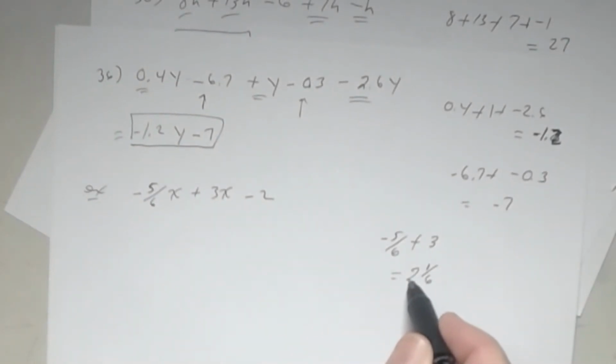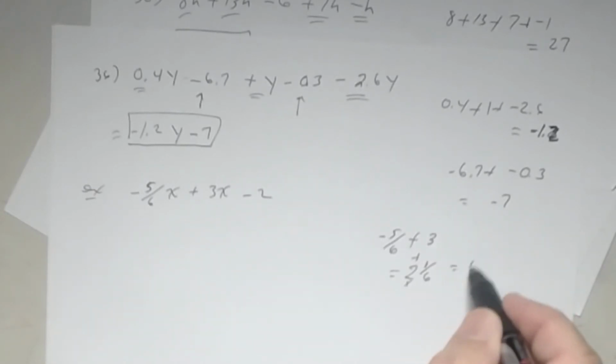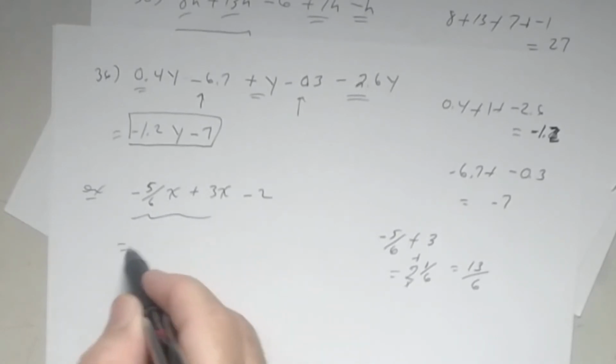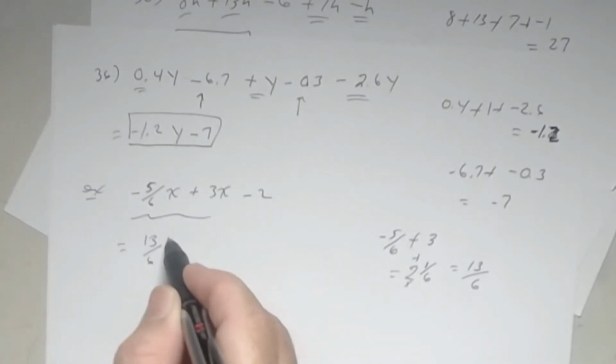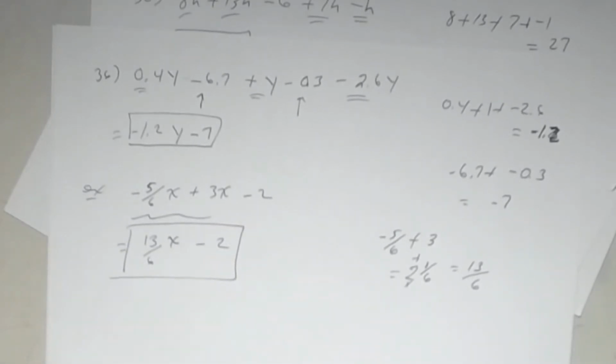But you got to write your answer back as an improper fraction. So how do you write 2 and 1/6 as an improper fraction? Do you remember? 6 times 2 is 12, and then add 1. So that's 13 over 6. So this becomes right here 13 over 6 x minus 2. Okay? So use your calculator with this.